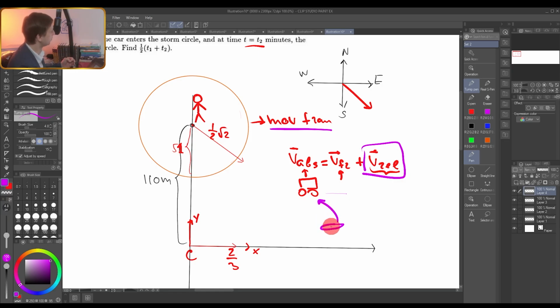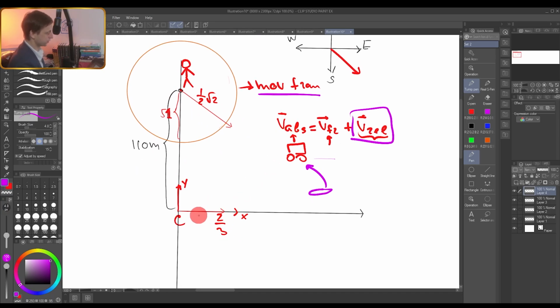The only thing is that from the plane you will see this motion going along a little bit different path. And this is it. That's what we will do. We will jump here into the moving frame. Let's find this relative velocity of the car with respect to this storm.